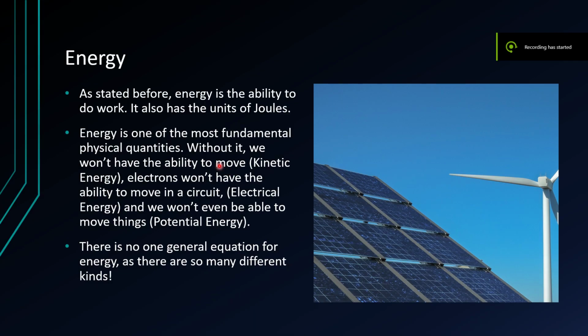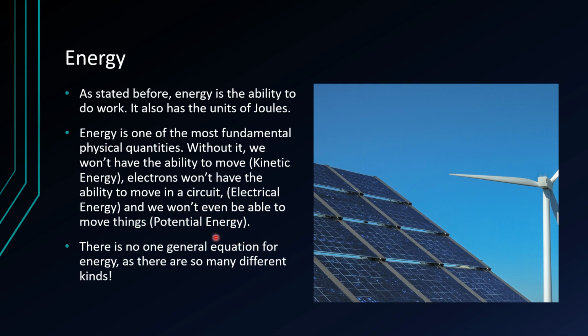So we're now getting on to the absolute behemoth of physics, and that is energy. Energy is defined as the ability to do work and has the unit of joules. Without it, we wouldn't be able to move, with this thing called kinetic energy. Electrons wouldn't be able to move in a circuit without electrical energy, and we wouldn't be able to move things, which we'll get to as potential energy.